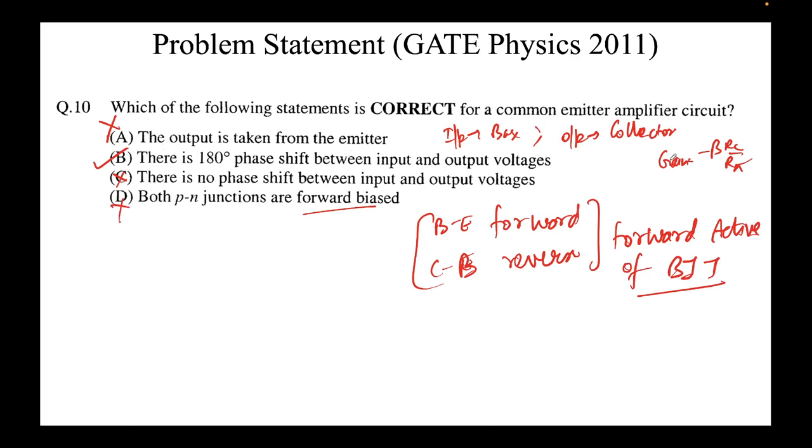Note that this is a common emitter amplifier circuit. There are other configurations like common base or common collector, so the analysis will change in those. But the way I have discussed it: you first have some basic understanding of BJT, then you find the DC biasing, and accordingly you draw the AC equivalent to find the expression for gain. So these are the steps.